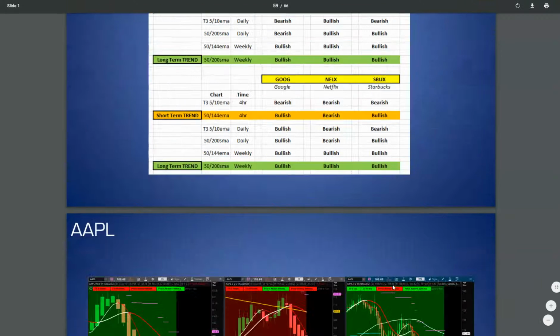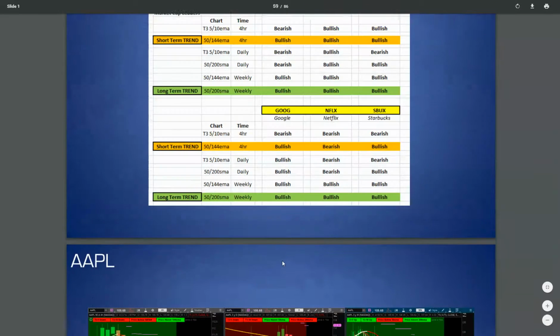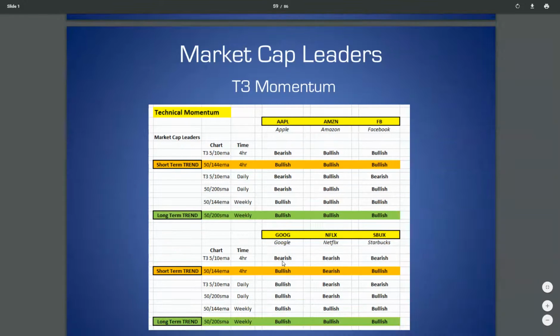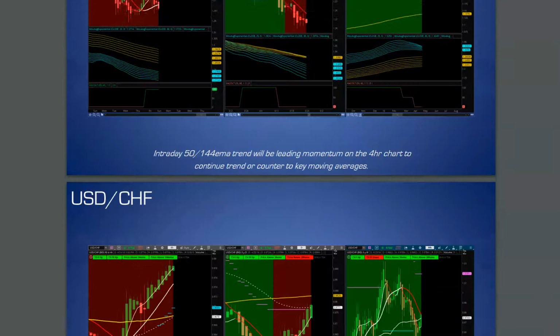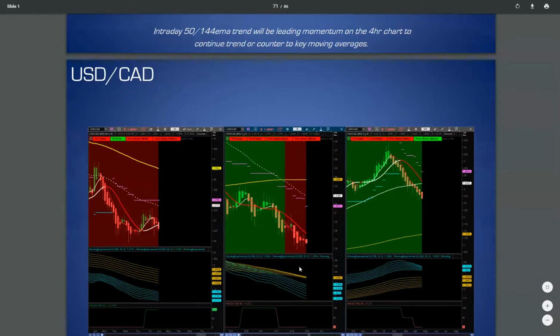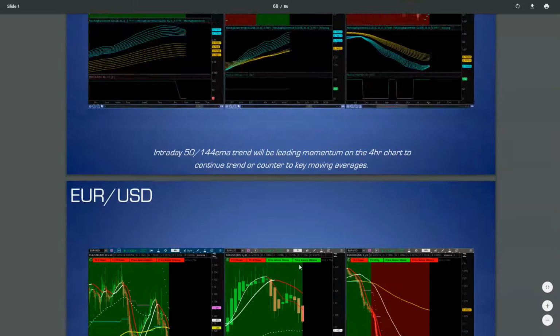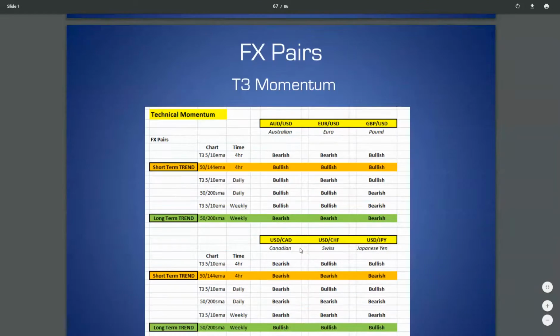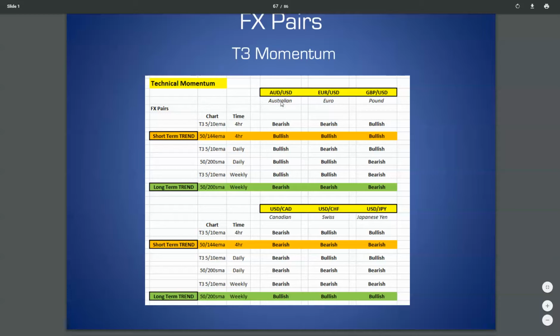Also covering the market cap leaders, Apple, Amazon, Facebook, Google, Netflix, and Starbucks, as well as the FX pairs, taking a look at the Australian dollar to the British pound, and the Canadian dollar to the Japanese yen.